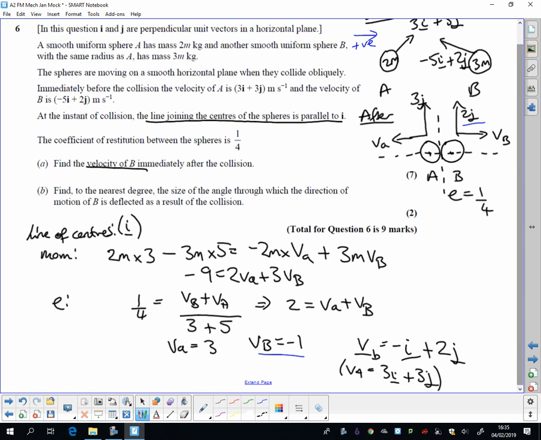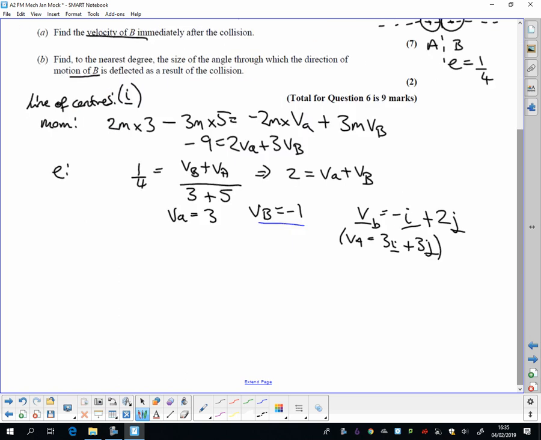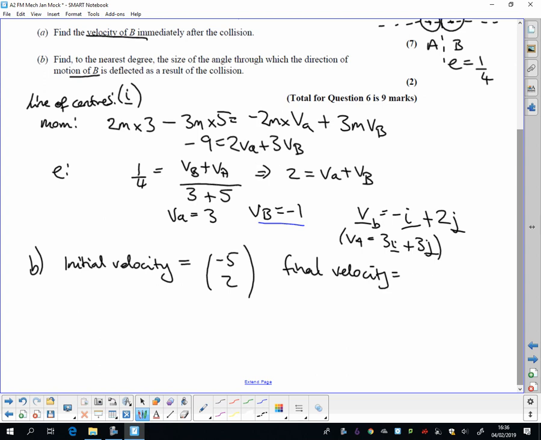Okay, then we want to find the angle through which the motion of B is deflected as a result of this collision. So we've got its initial velocity, and we've got its final velocity. You can also keep this in ij notation if you like. This is now two vectors. I'm going to call that vector A, that vector B.